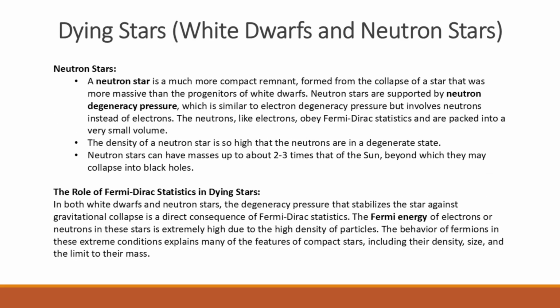Neutron stars are more compact remnants formed from the collapse of massive stars. They are supported by neutron degeneracy pressure, similar to electron degeneracy pressure in white dwarfs, but involving neutrons. This pressure prevents further collapse due to Fermi-Dirac statistics, where neutrons obey the same principles as electrons. Neutron stars have extremely high densities and can have masses up to about 2 to 3 times that of the Sun, beyond which they may collapse into black holes.